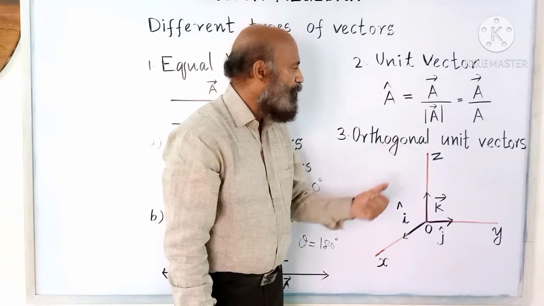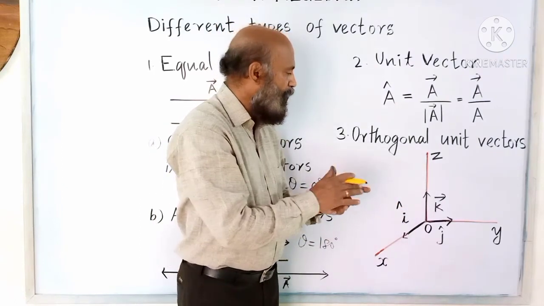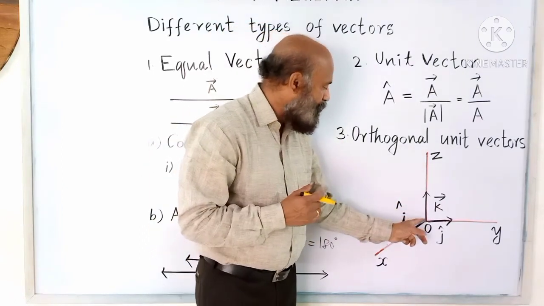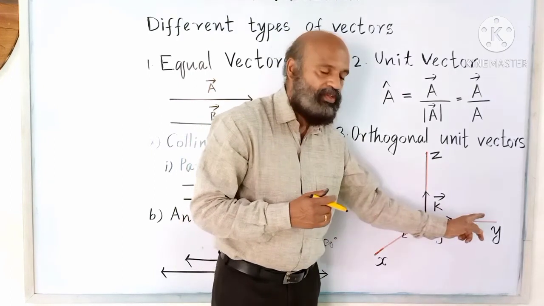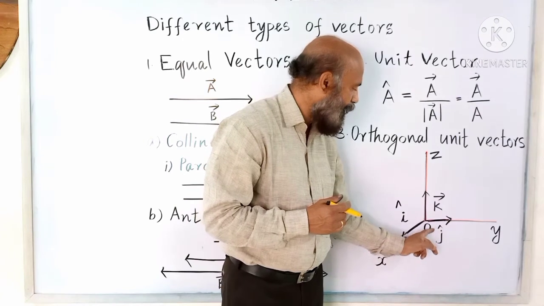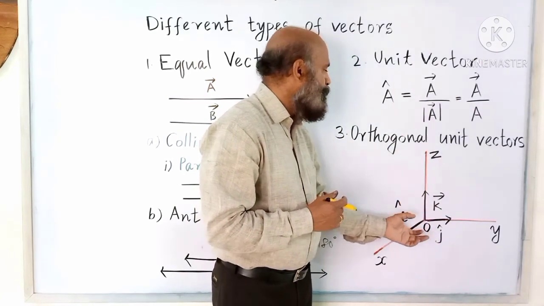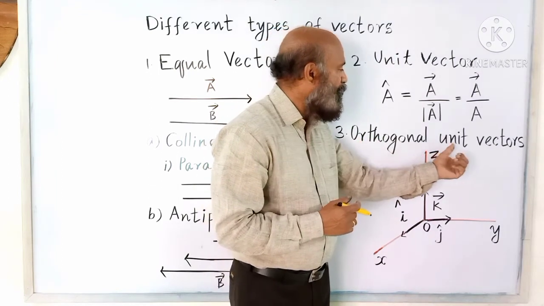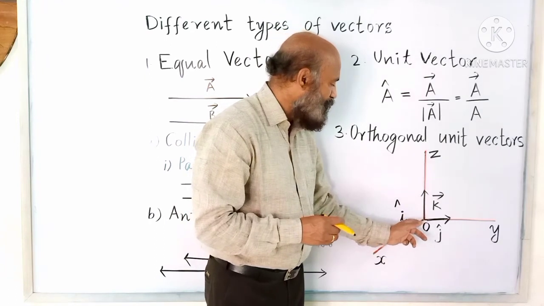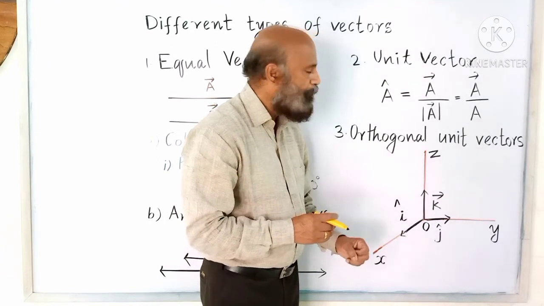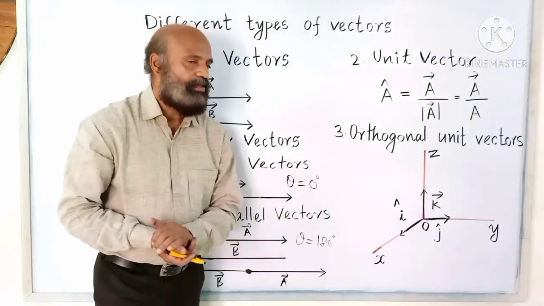Then orthogonal unit vectors. X-axis, Y-axis, Z-axis. Unit vector along the X-axis is I cap. Unit vector along the Y-axis is J cap. Unit vector along the Z-axis is K cap. So they are called orthogonal unit vectors. The angle between them is 90 degree. They are mutually perpendicular. So they are known as orthogonal unit vectors.